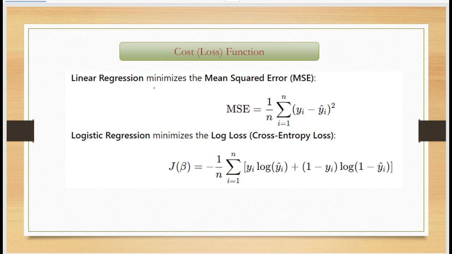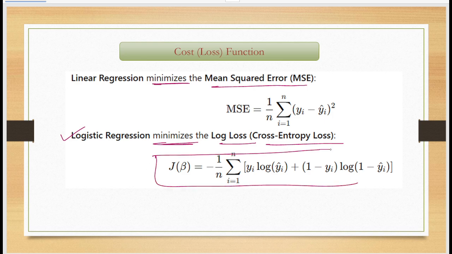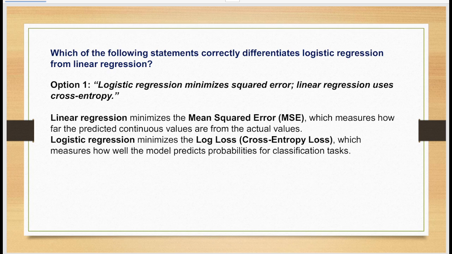Now let us see the cost function. Linear regression minimizes the mean squared error, and this is the formula for the mean squared error. Whereas logistic regression minimizes the log loss or cross entropy loss. So these are some points related to linear regression and logistic regression. Now let us see again the options given in the question.